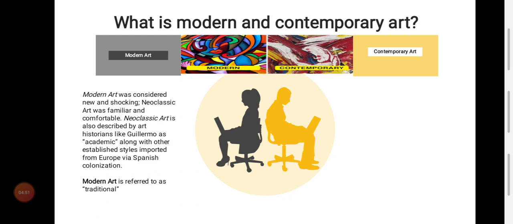It is also described by art historians like Guillermo as academic, along with other established styles imported from Europe via Spanish colonization. So modern art is referred to as traditional. The styles of modern art, for example, are now part of art school curricula and have become academic. The distinction between modern art and contemporary art could also be a matter of perception and reception, depending on the context.